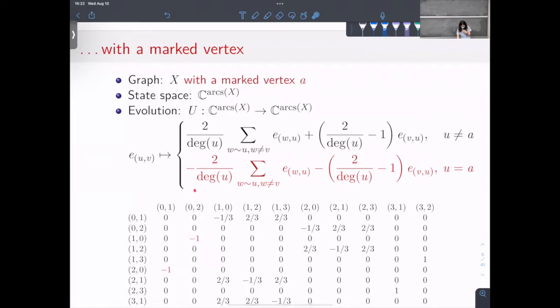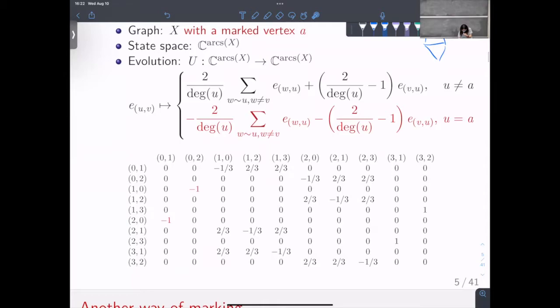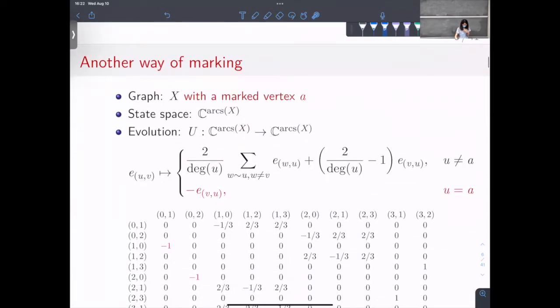Otherwise, I just negate all the entries. So, for example, in this diamond graph, if I mark the 0 vertex, then instead of 1 and 1 over here, I just have -1. That new matrix will still be unitary. And that is one way of marking.